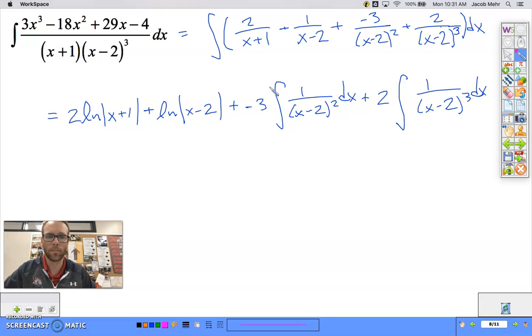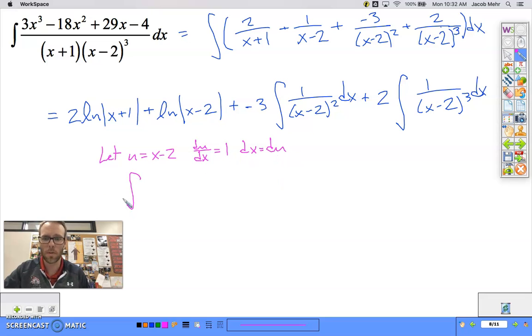So when I look at this one, I know my simplest technique when I have a function inside of another, a composite function, is a simple u substitution. So let's let u equal x minus 2, and let's see if this works out. du dx would then equal just 1. So dx would just be equal to du. So this becomes, for this one, 1 over u squared times dx, which is just du. And can we find that?